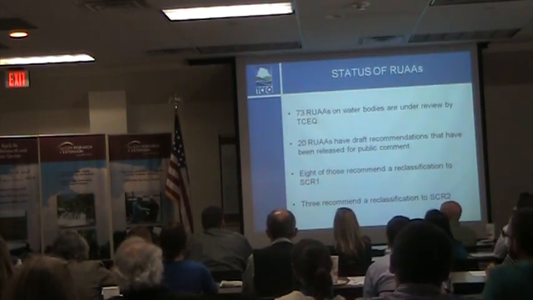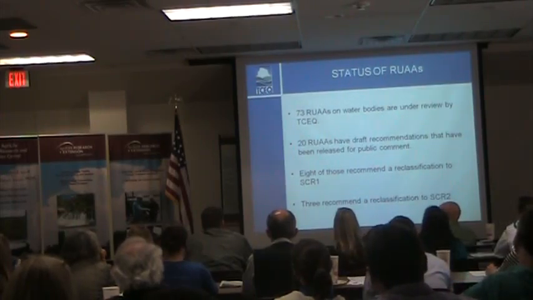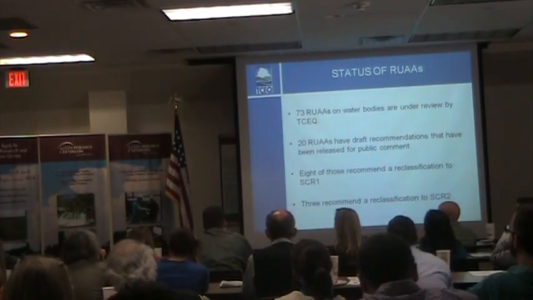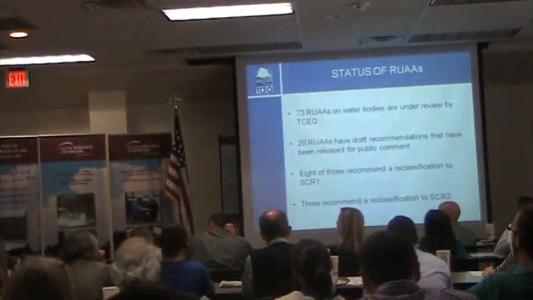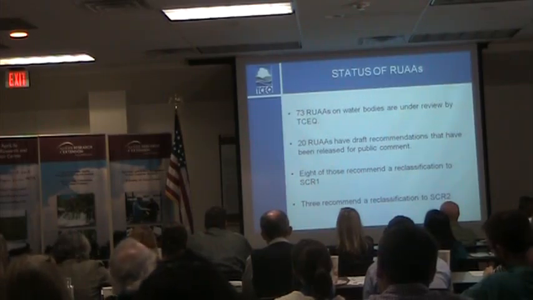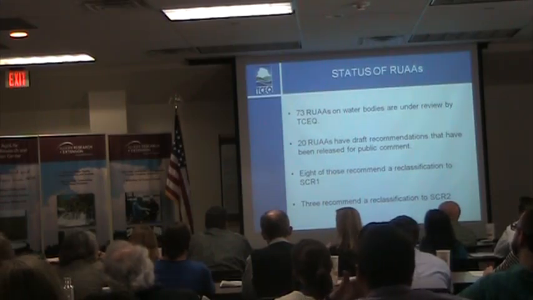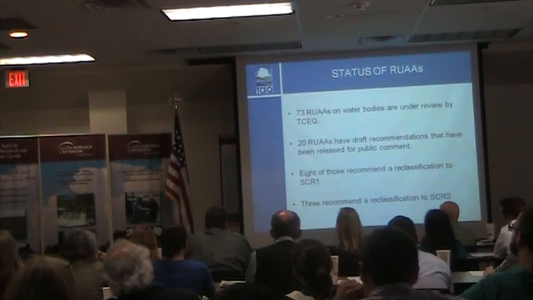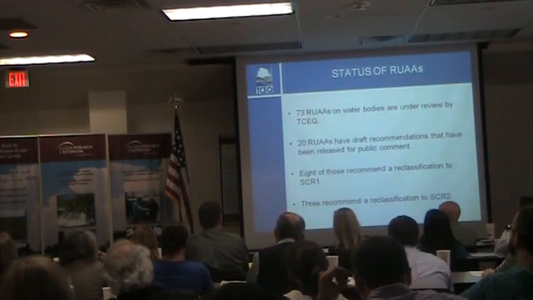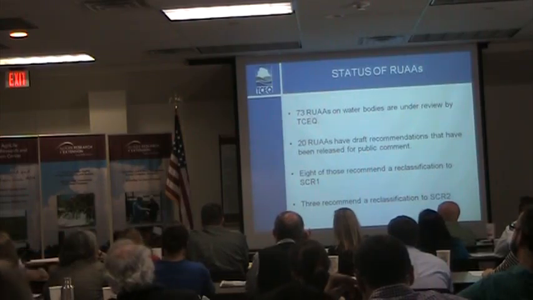So, status of our UAs, where we stand right now. This has been going on for several years now, as you may know. We have 73 RUAs on water bodies under review back in Austin right now. When I say 73, I'm talking about water bodies, not projects themselves, because one project may contain several water bodies. We have released some draft recommendations. We have 20 RUAs that have draft recommendations released for public comment. That all happened starting, I guess, in late spring of last year on through late summer. Of those 20, 8 got recommended for reclassification to secondary contact recreation 1, and 3 of those were recommended for reclassification to secondary contact 2.